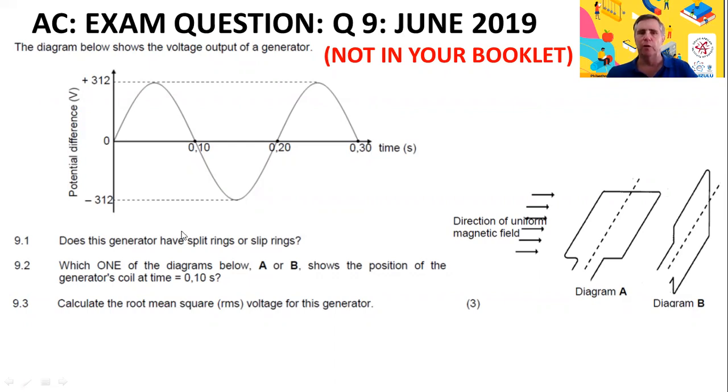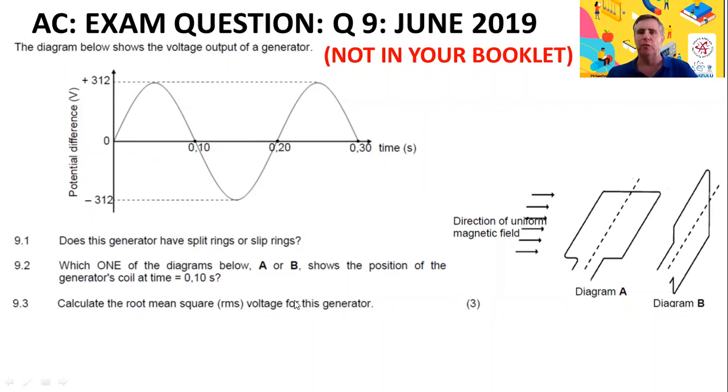You've got a graph showing the voltage output of a generator and then various questions. So once again, graphs are important. This is a sine graph. It's showing 1.5 cycles. The full cycle actually ends at 0.2 seconds. It's a rate graph. It's showing how the potential difference alternates or changes with time.